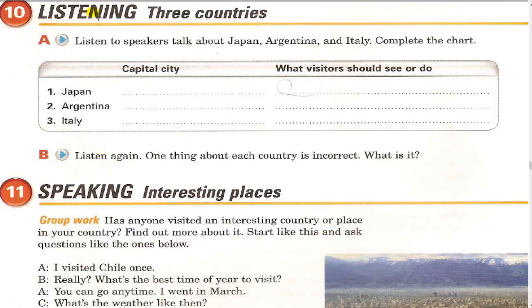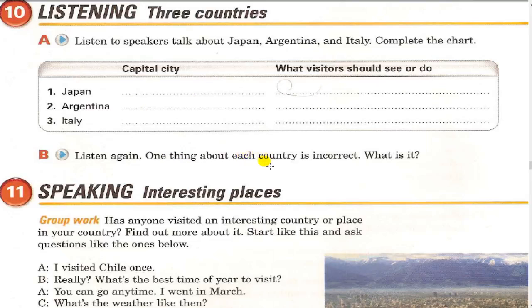Exercise number 10. Listening. 3 countries. Listen to speakers talk about Japan, Argentina, and Italy. You have 3 countries: Japan, Argentina, Italy. What is the capital city? What visitors should see or do? The third question. Listen again.